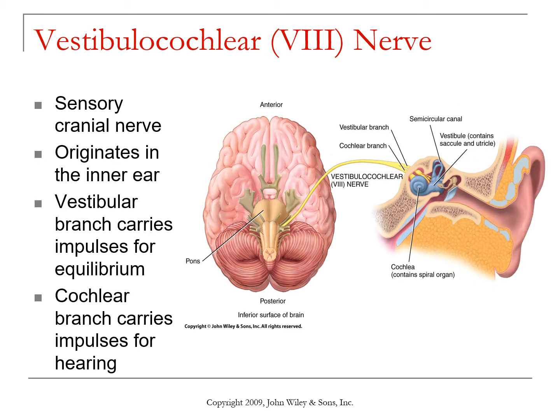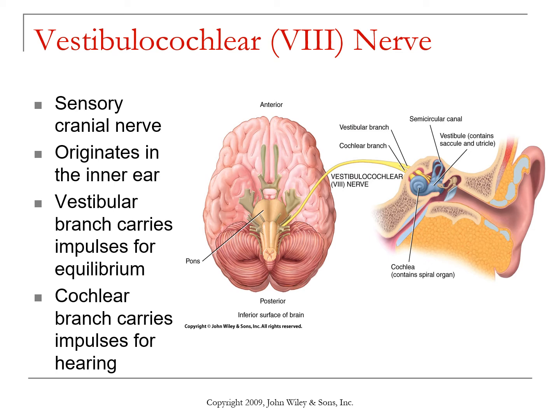The vestibulocochlear nerve is number 8. Now this nerve is also large. Part of it originates in the pons and the other part in the medulla. It is purely sensory, but it is sensory for 2 types of sensations. It is associated with receptors in your inner ear. Those along the vestibular branch carry impulses from the ear into the brain for equilibrium.